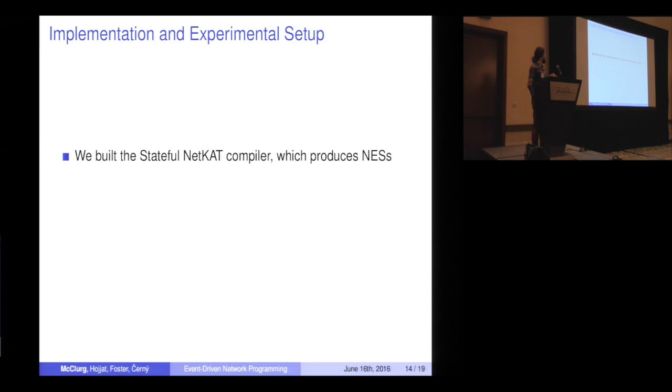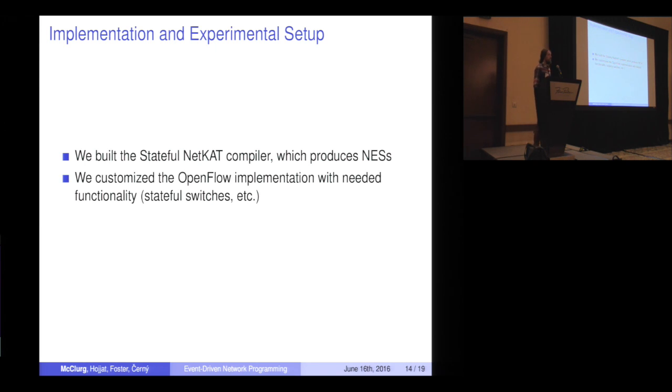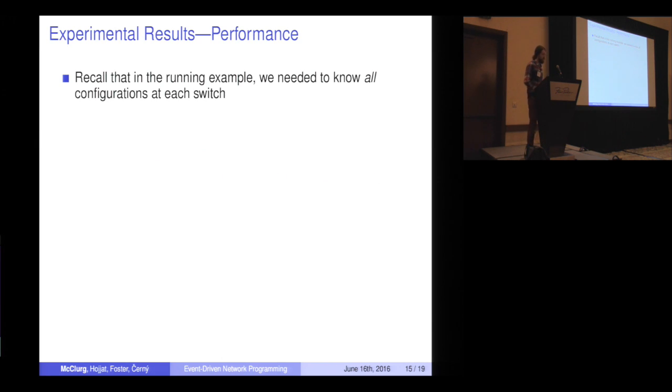We built a compiler, the Netcat compiler, which produces these event structures. Then we have the implementation with the switches, and we wrote some scripts to deploy these programs in a Mininet simulation running these modified OpenFlow switches. So just briefly, let's look at the performance of our system.